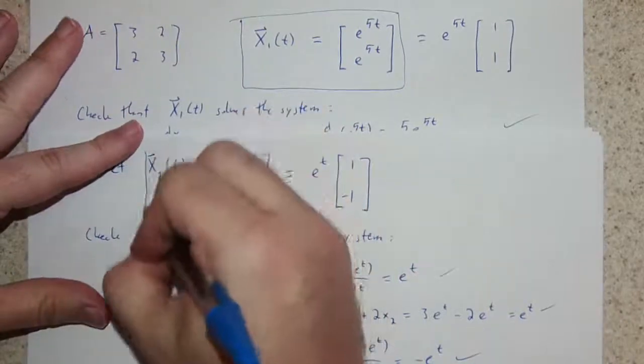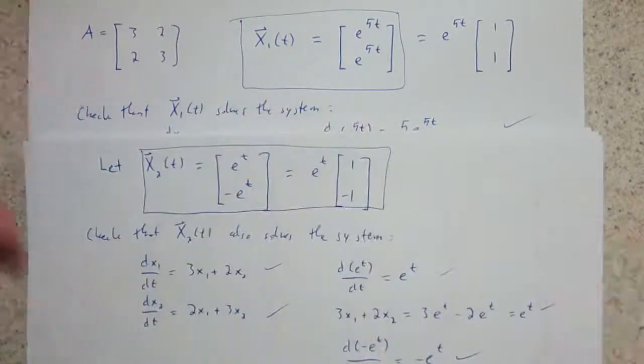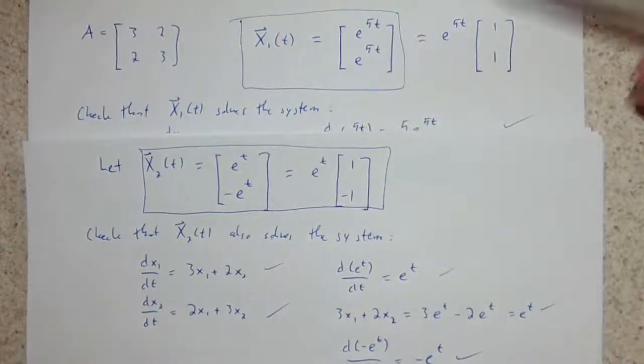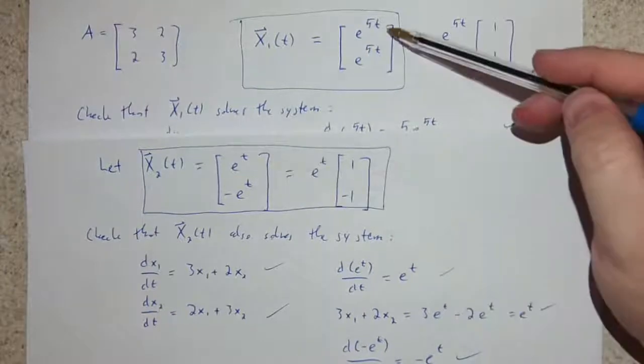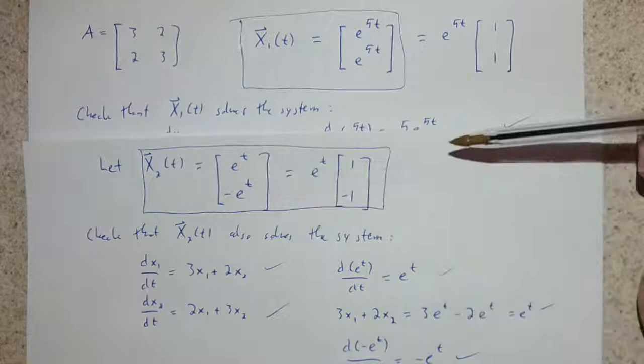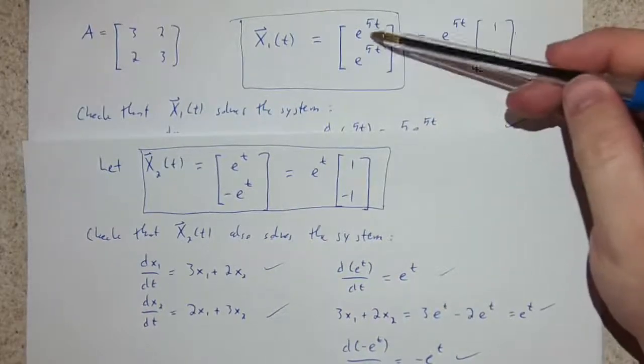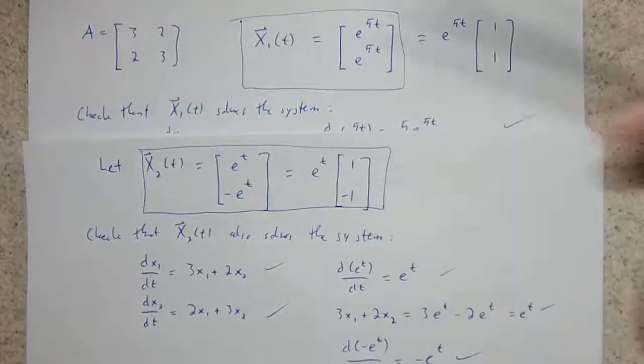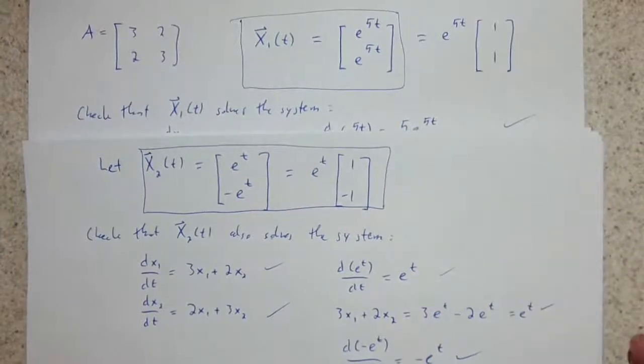So I have found two vector valued functions here that solve my system. And they're definitely different, right? You can just compare them pointwise. They do not match up at all. At t equals 0, for instance, this is at 1, 1, and this is at 1, minus 1. When t is equal to 1, this is at e to the 5, and this is at e, minus e. So definitely totally different things here. Both of these solve the system.